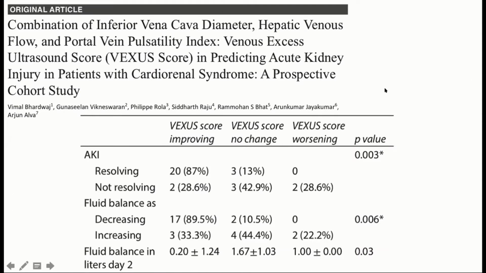So I wanted to show this very recent paper published in the Indian Journal of Critical Care. It's a case series of patients with cardiorenal syndrome. And these authors showed that using this VExUS score, you can show a very good correlation between an improving VExUS score and those patients who showed a resolving acute kidney injury, and also those patients that showed a decreasing fluid balance. So again, highlighting that this is probably the patient population where the VExUS score is highly likely to bring an improved assessment and improved care when following congestion in these patients.